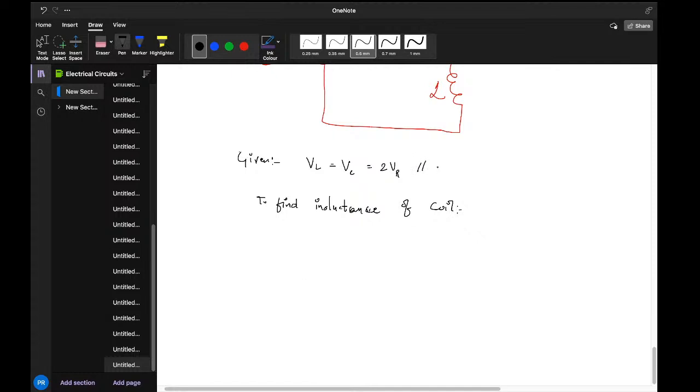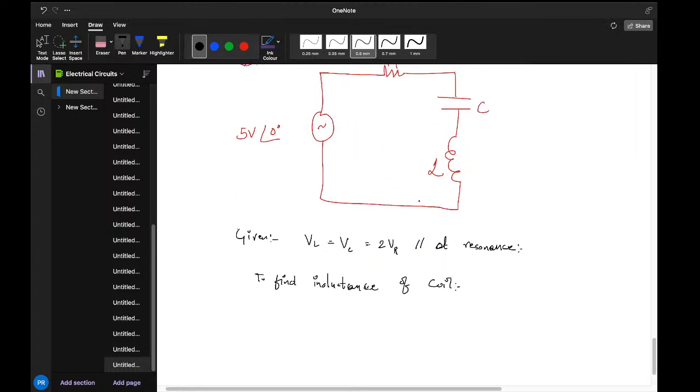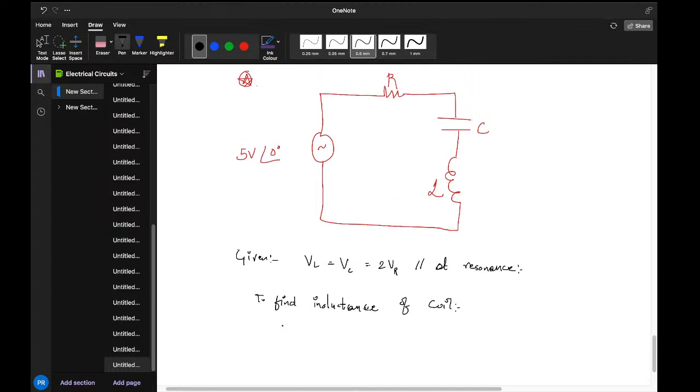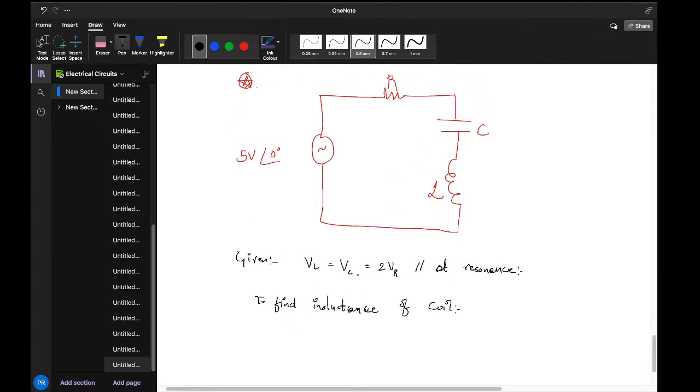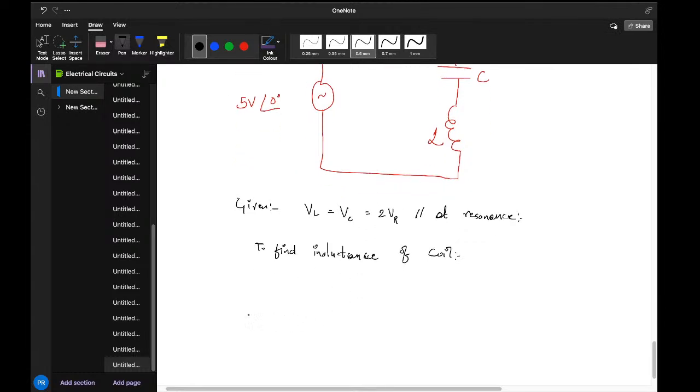Okay, and this condition is true at resonance. Okay, since it's a series circuit out here, the voltage across the capacitor and the inductor are just going to be equal and opposite out here. Okay, and the current is just going to be only through the resistor over here. So it's a series resonance circuit. Okay.